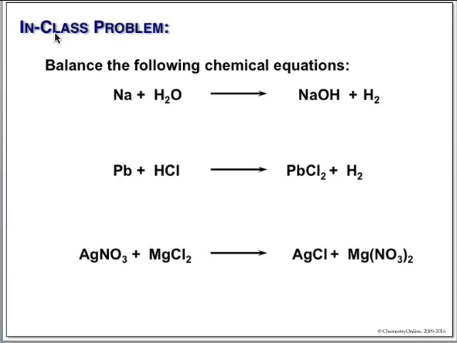Our problem in the first one here is our hydrogens again, isn't it? We have 2 on this side and 3 on this side. The simplest way to do it would be to stick a 2 in front of the sodium hydroxide. So now at least we're even on both sides.